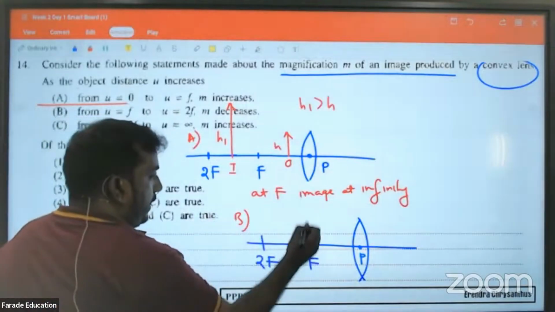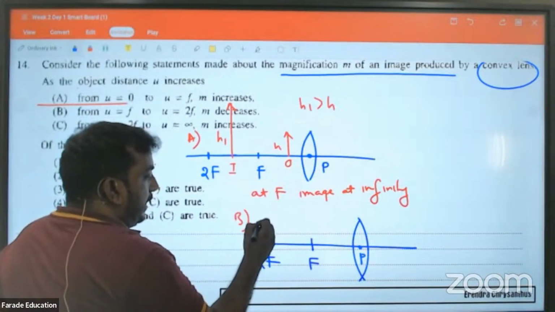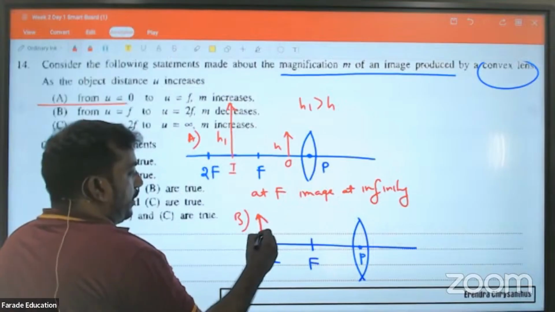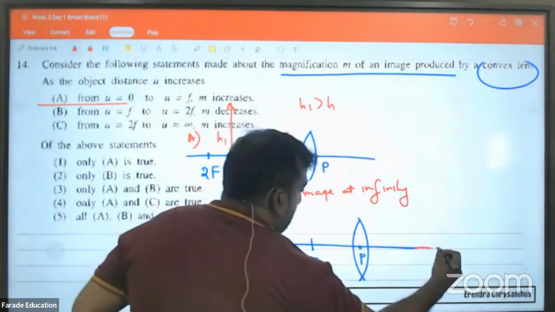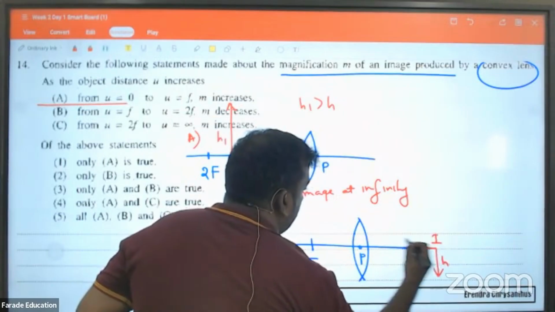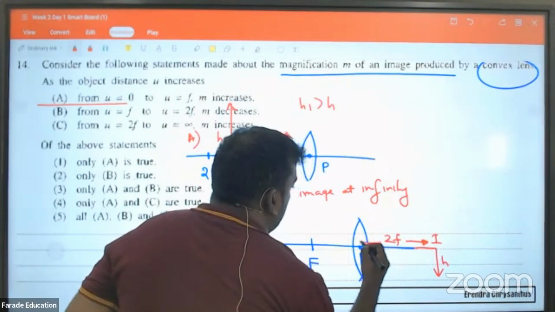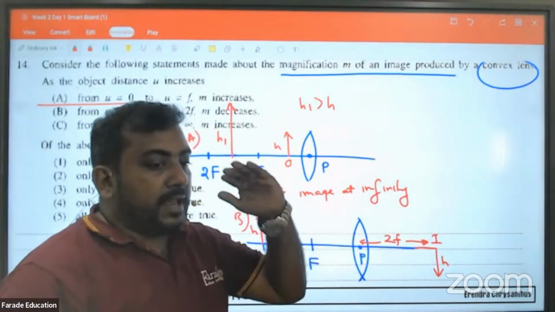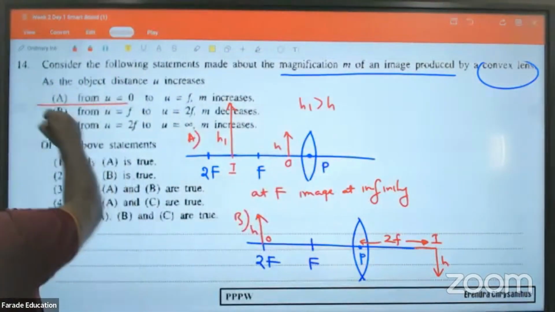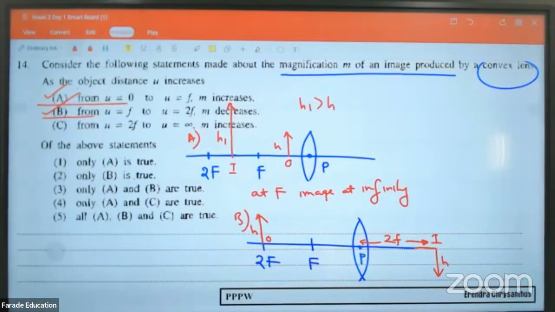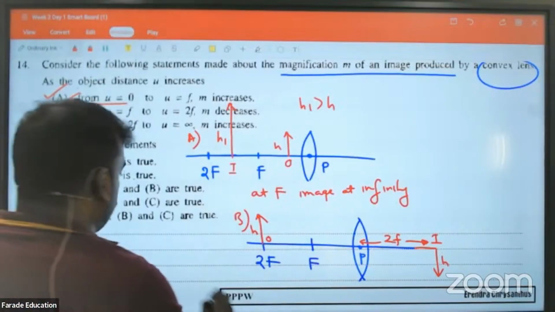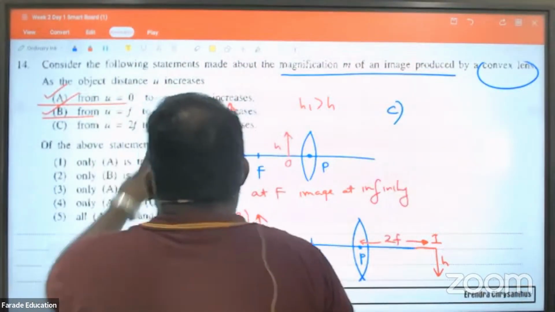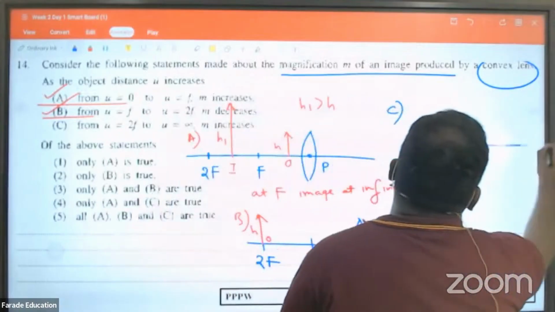All of you know, if I keep the object at F, the image is at infinity. If I keep the object at 2F, the image also is formed at 2F. What can you say? Object and image on the same side means magnification is 1. Magnification has reduced. B is also correct. Now they are telling you, 2F to infinity, magnification increases. That's why it goes wrong.